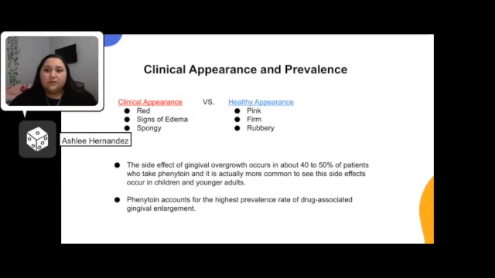The clinical appearance of hyperplasia caused by anticonvulsant drugs is red with signs of edema. It would also be spongy, as opposed to a healthy appearance, which would be pink, firm, and rubbery. Gingival overgrowth occurs in about 40 to 50% of patients who take phenytoin, and it's most common to see in children and young adults. Phenytoin accounts for the highest prevalence of drugs associated with gingival enlargement.